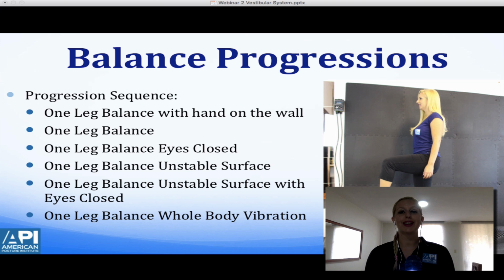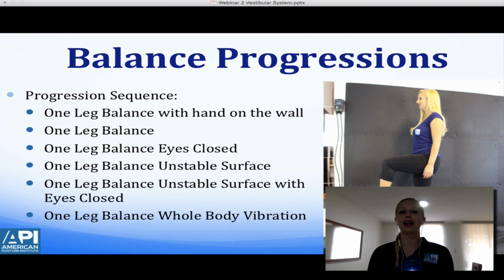Now, I want to tell you guys that at the American Posture Institute, we're huge advocates that every patient should be doing balance, and they should be doing balance progressions, especially if your patient presents with vestibular dysfunction, okay? So literally, we have every patient working on balance because it's so valuable and so important to the development of their vestibular system, which directly impacts and affects their upright postural design. Does that make sense?